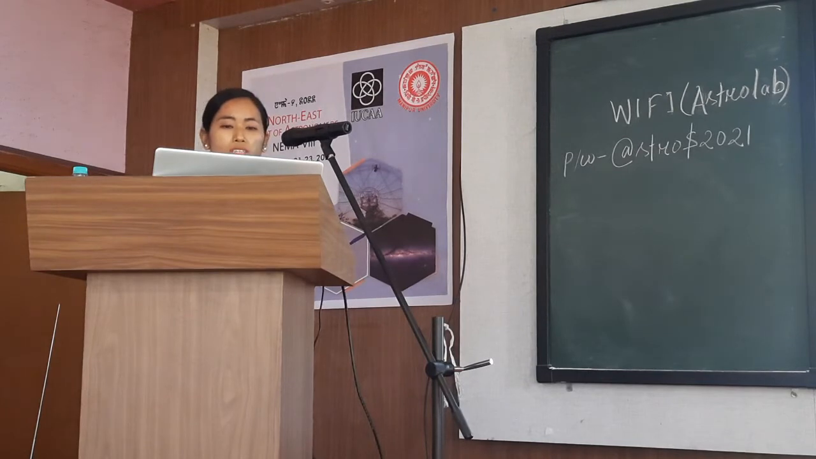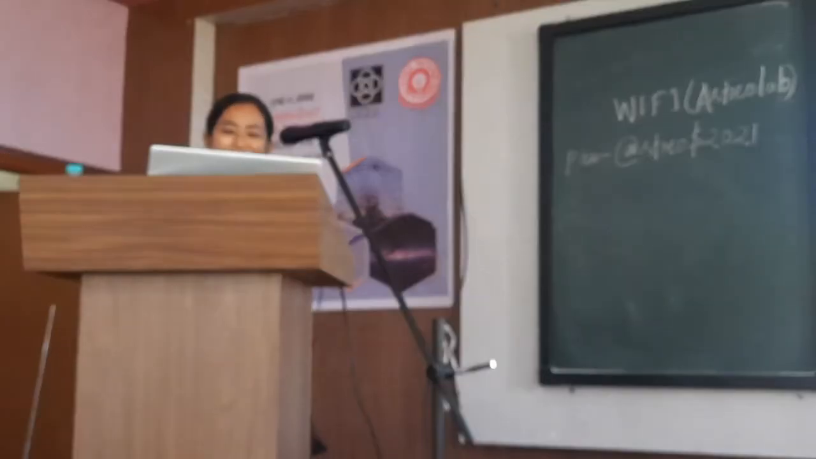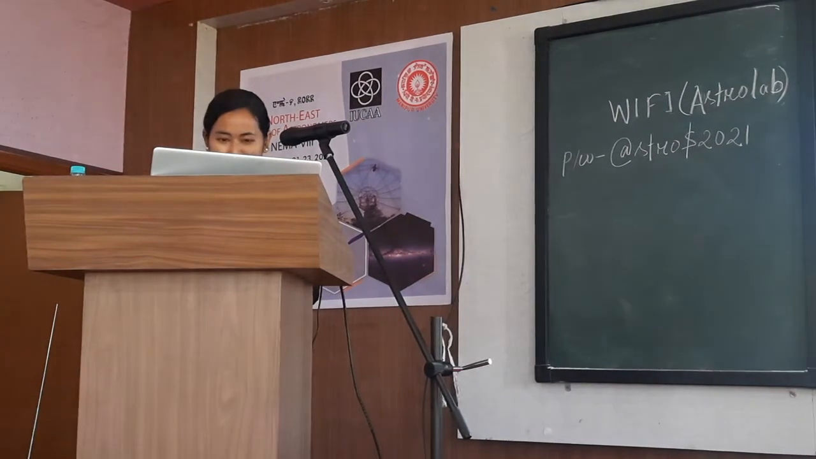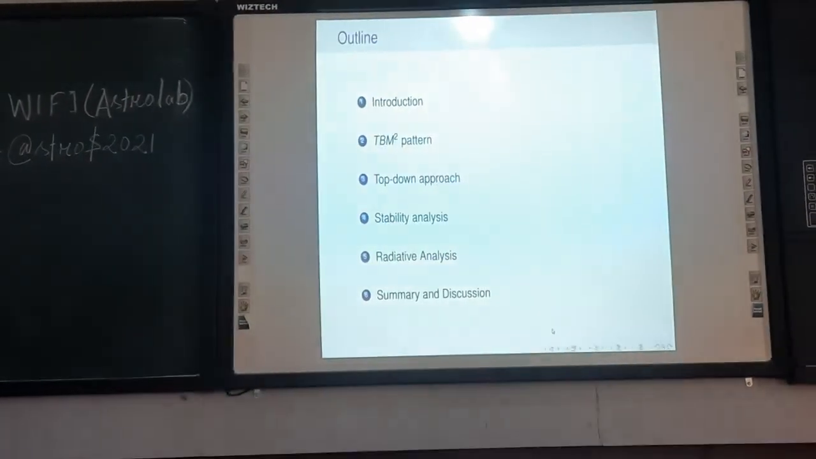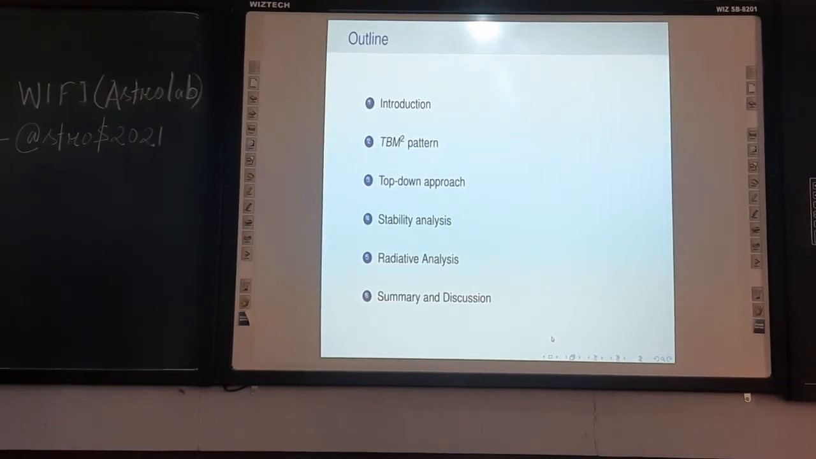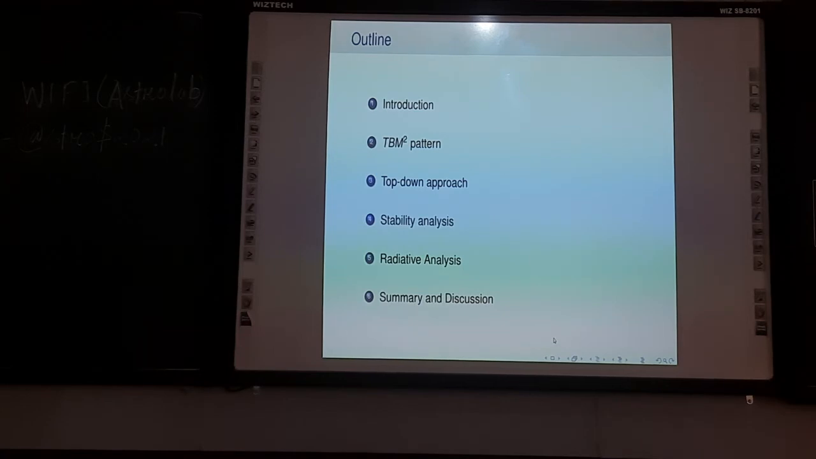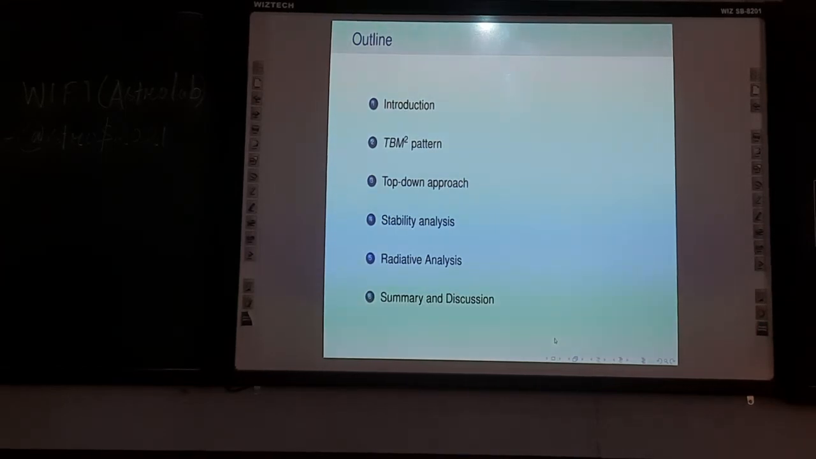Cosmological bound of the mass pattern, and the stability of this TBM2 pattern. I will take only 5 minutes. This is the introduction. I will briefly introduce what TBM2 is and the top down approach that I'm working with, how I study the stability using the RG networks, and then the radiative analysis and summary.